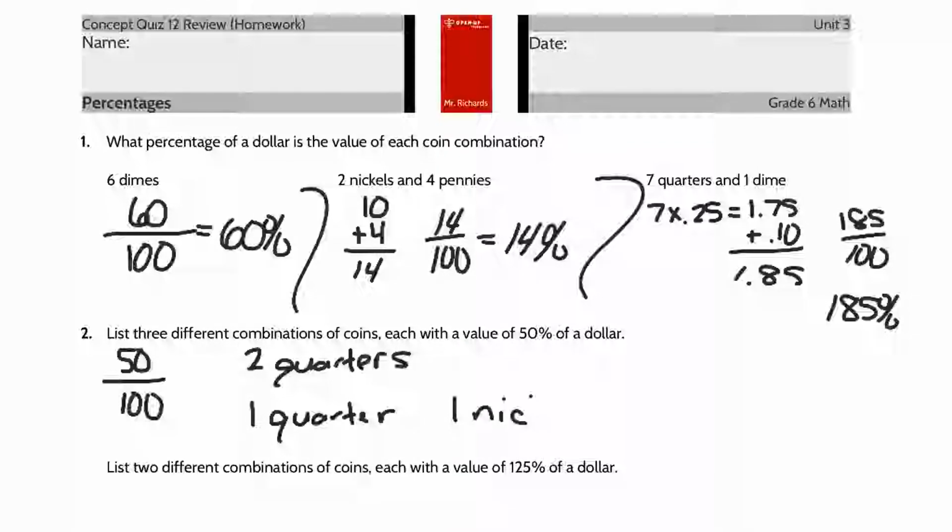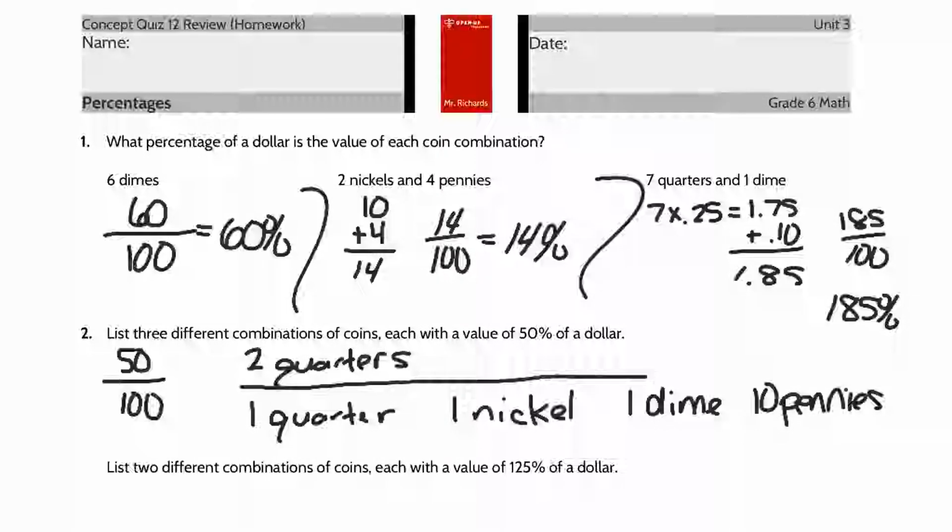1 nickel gets us to 30 cents. And then how about, 1 dime gets us to 40 cents, and 10 pennies gets us up to 50 cents. So there are a lot of different combinations that can get you there.